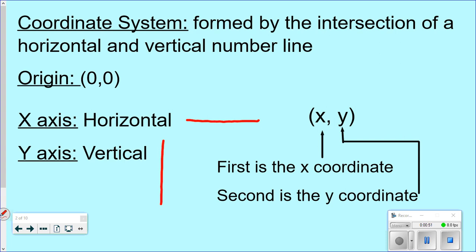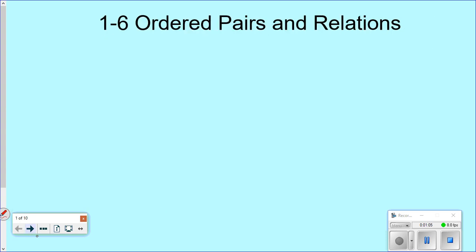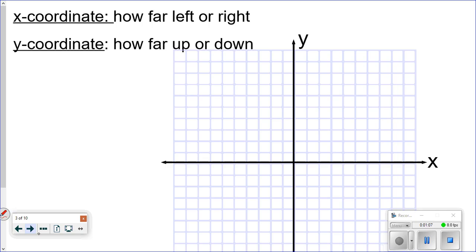When you see an ordered pair, the x always comes first. So going back and forth goes first, and then y, up and down, is second. And it's always like that. So make sure you get these things written down. All right, so let's just look at the coordinate plane quick.